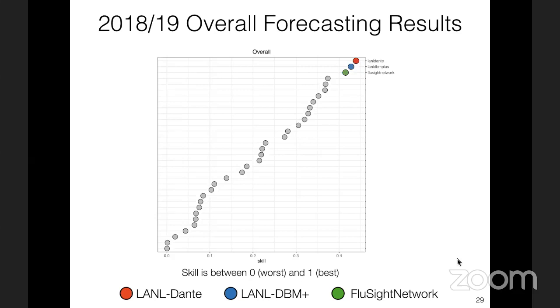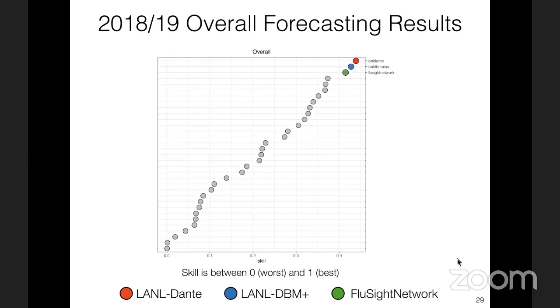There are about half a dozen teams that provide about 20 different component models, and the FluSight Network is basically a weighted ensemble of these different component models. I call it out because one, DBM Plus is the highest weighted component in the FluSight Network, but also the FluSight Network is the model that the CDC uses for communication purposes with the public. The CDC over these last few years has really, I think, bought into this idea of ensembles, not necessarily as a way of raising the ceiling of forecasting, but as a way of significantly raising the floor.